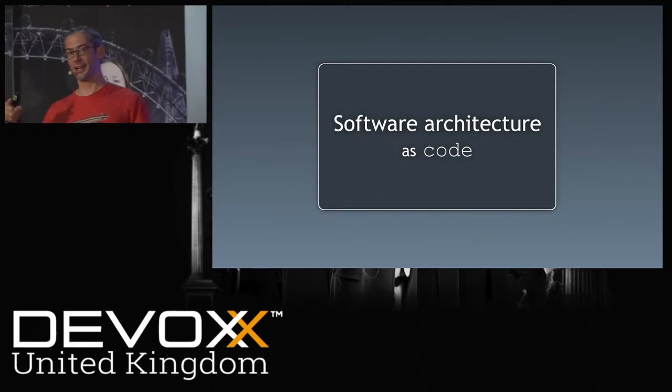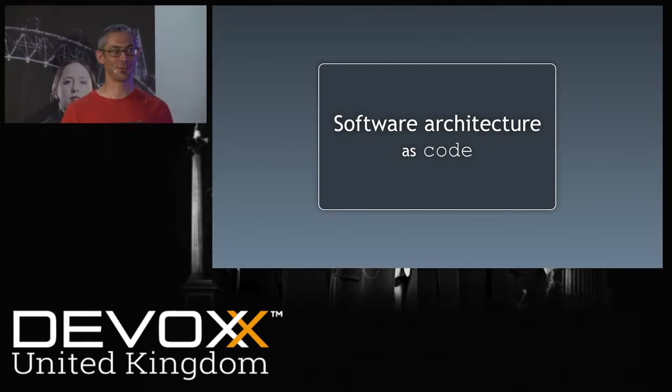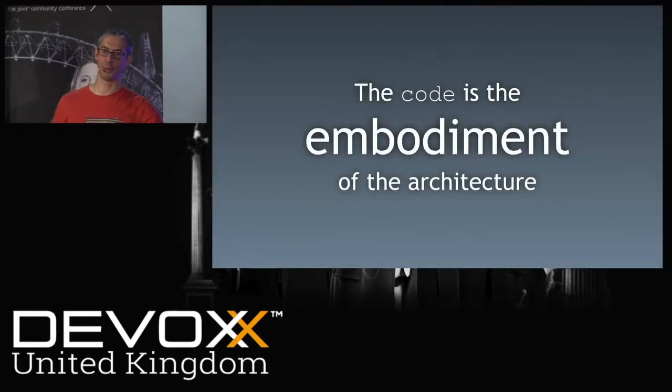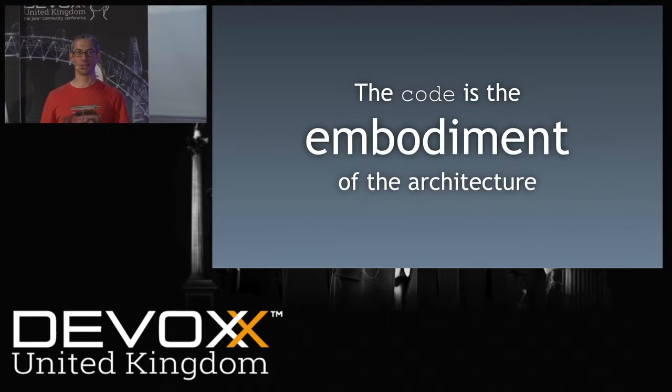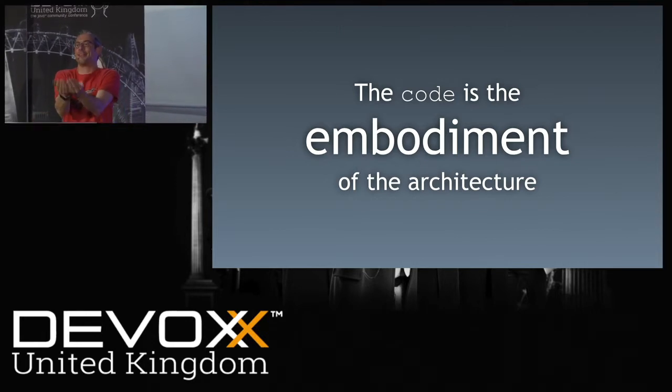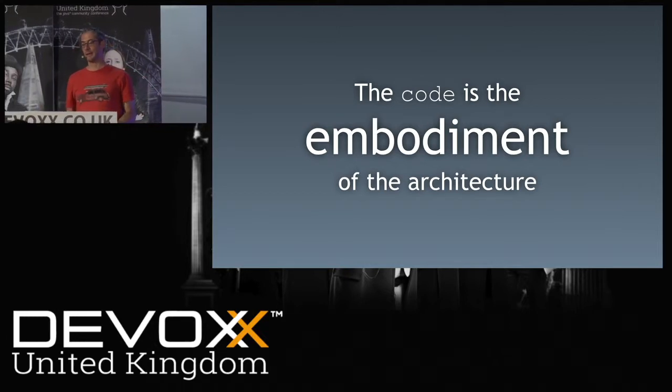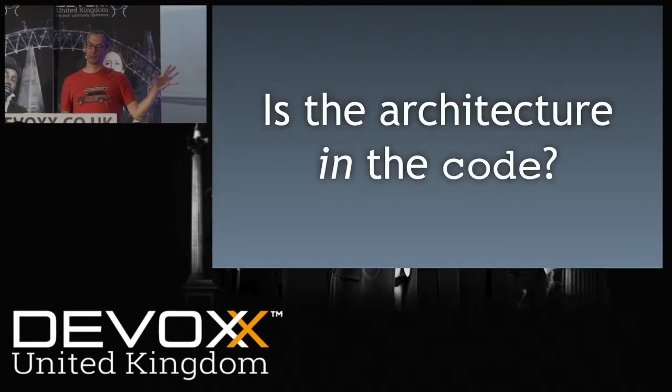Yes, so now we get to the title of this talk. Software architecture as code. So the code is the embodiment of the architecture, isn't it? The code represents the final realization of some architectural intent we had a while back. So we can ask this question. Is the architecture in the code? Can we somehow scrape a definition of the architecture model from just the raw code?